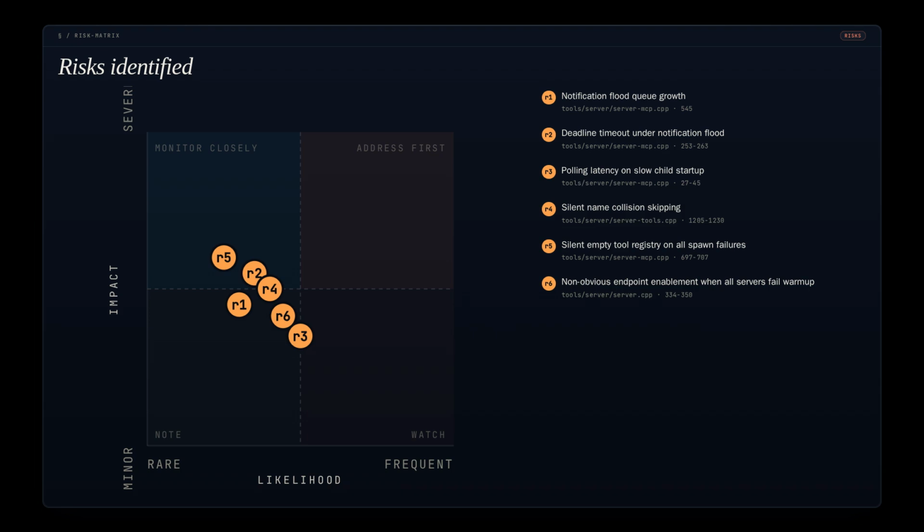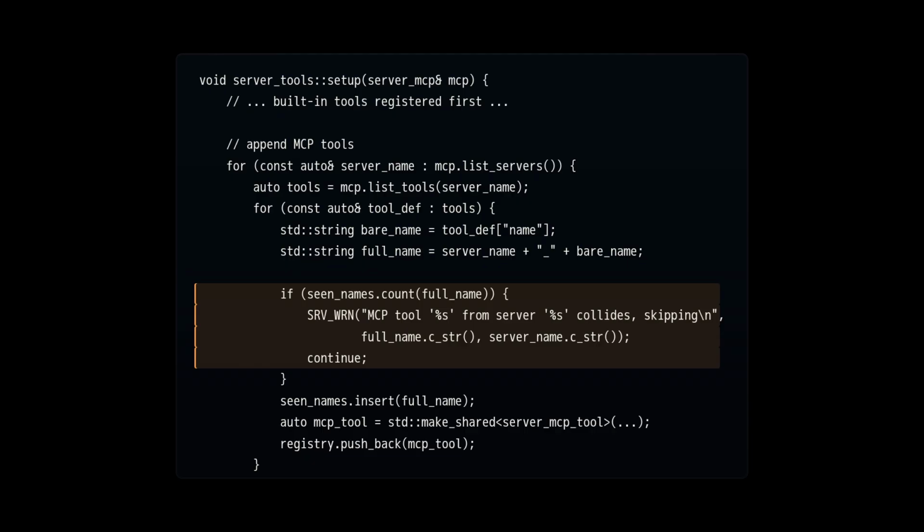When 2 MCP servers define tools with identical bare names, only the first one makes it into the registry. The setup method builds a seen name set from built-ins first, then iterates servers in discovery order. If a full name like server_tool already exists, the collision is logged as a warning at line 1213, but the duplicate is silently skipped. There's no precedence order documented, and discovery order is stable but undefined to the user. This could surprise someone who expects both tools to be available or expects an error. The warning is good, but silent skipping might warrant stricter validation, or at least clearer documentation.